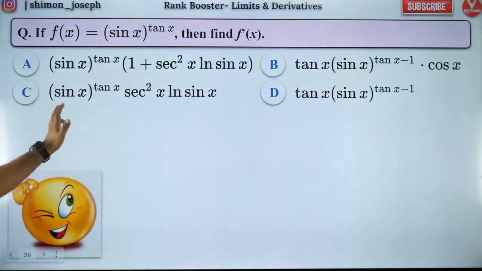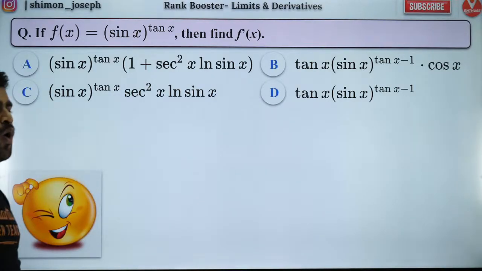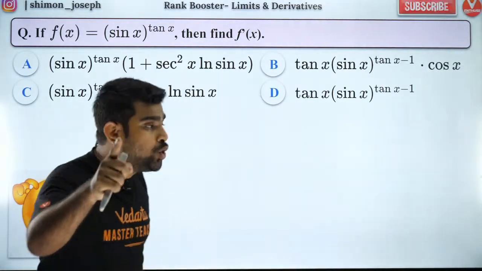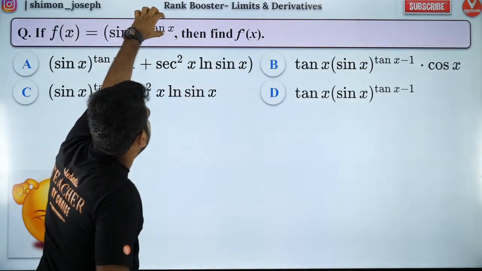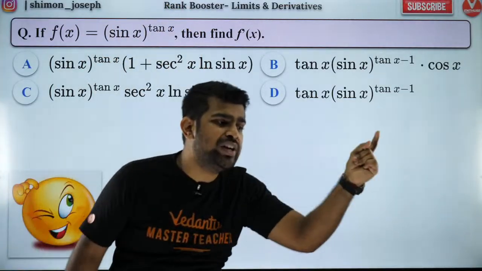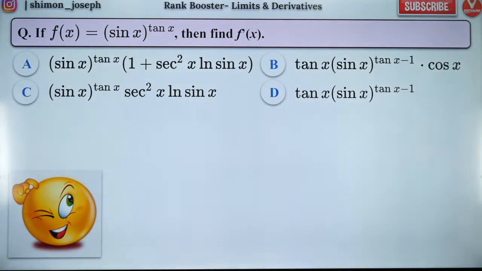Let's get going, people. This is the next question. This will be the last question for the day, I guess. So please try to solve it, my dear boys and girls. Use logarithmic differentiation. What is the hint, sir? How will I know when to use log? I told you: function raised to the power of a function. Whenever you have a function raised to the power of some other function, you need to take log.